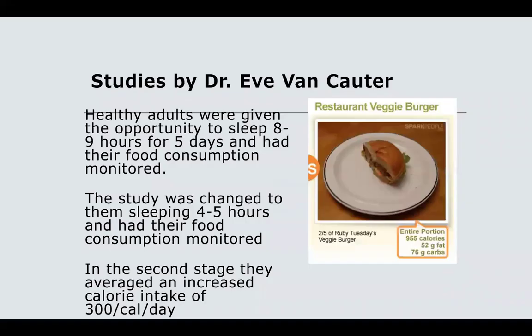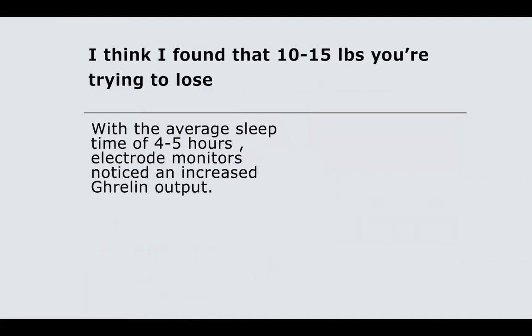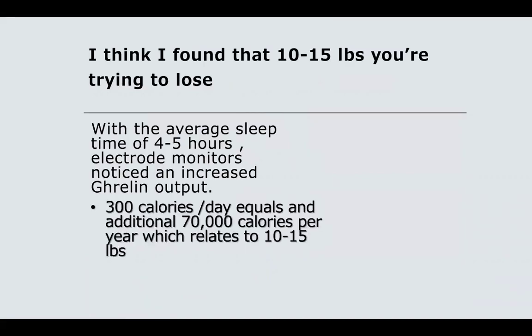Here's a study done by Evan Cotter, and she had these people sleeping 8 to 9 hours a day, and they ate in this cafeteria, and everything was marked on what they ate and the caloric intake. And then they had to come back 2 or 3 weeks later, and instead of 8 to 9 hours, they would let them sleep 4 to 5 hours. And they find that when they slept less, they ate 300 calories more a day. Well, 300 calories a day is not that much, right? It's only about 2/5 of a Ruby Tuesday veggie burger. It's not a lot. But when you're sleeping less, 300 calories a day, that's 70,000 calories a year.